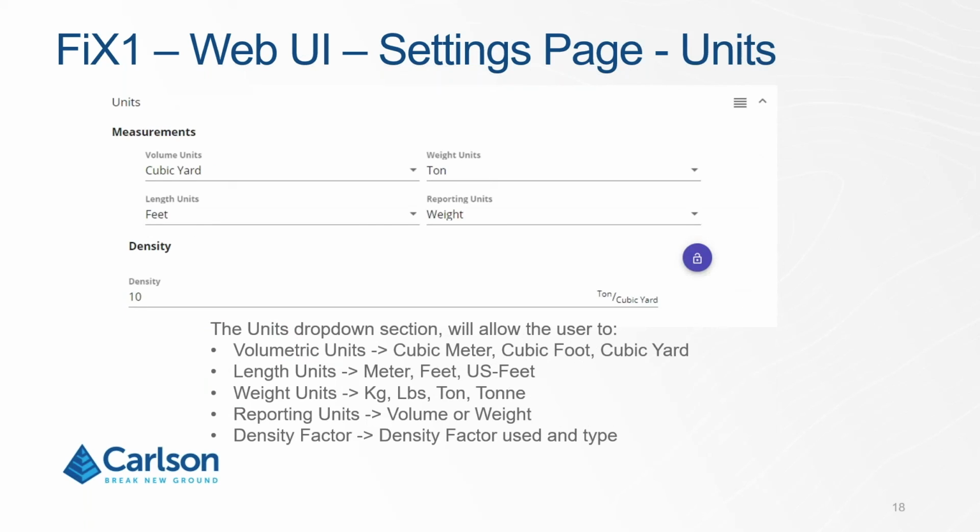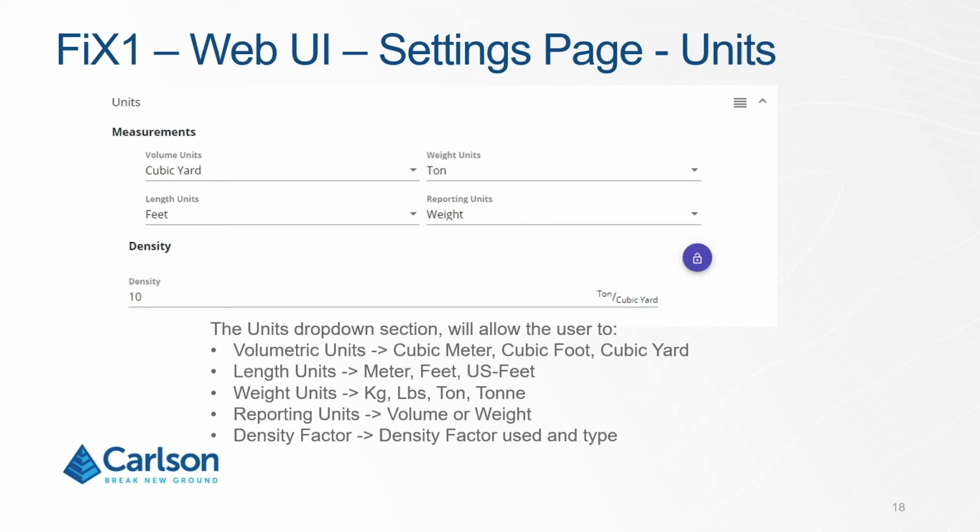So the first thing is units. This is probably one of the most important settings here. Since we are an international company, we sell these around the world, we have to offer a variety of units. So the units drop-down section will allow the user, on the volumetric units, to choose cubic meter, cubic foot, or cubic yard. The length unit: the meter, the feet, and in the US, we have the US survey feet. The unit weight: kilogram, pounds, ton, which is a short ton in the US, and then the tonne is the metric ton for the metric.